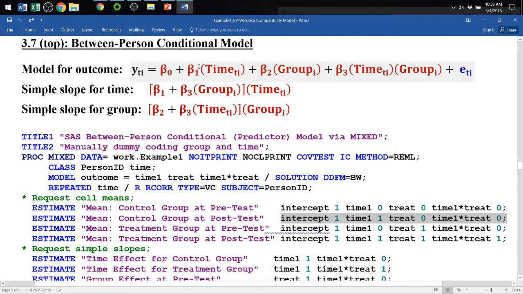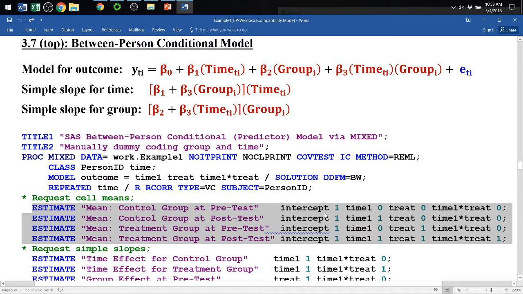So I have here the logic behind what these statements are doing. If I want to know what the predicted outcome is, I have to fill in both the betas and the values for the predictor variables to be able to get that. So that's what these first 4 lines are doing.